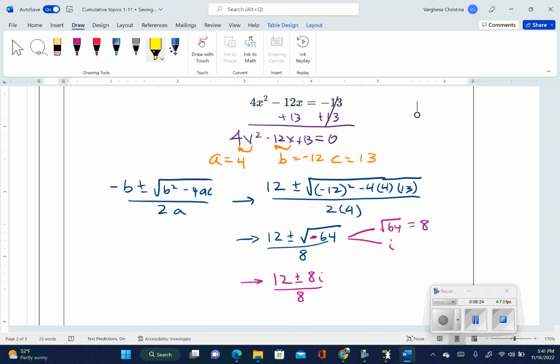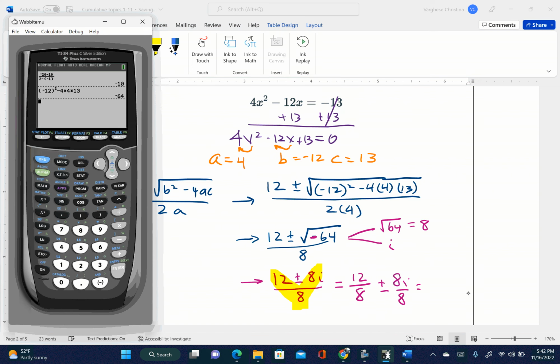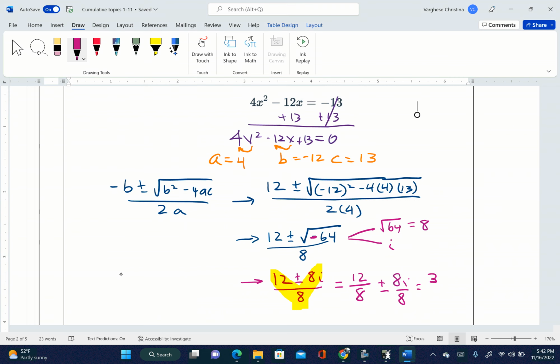And this is where we do our band-aid method. So 12 over 8 plus or minus 8i over 8. What do we do next, right? We have 12 over 8. I can take my calculator, hit alpha, y equals, fraction, 12, 8, hit enter: 3 over 2. Plus or minus 8 over 8, they cancel. So 3 over 2 plus or minus i is your final answer.